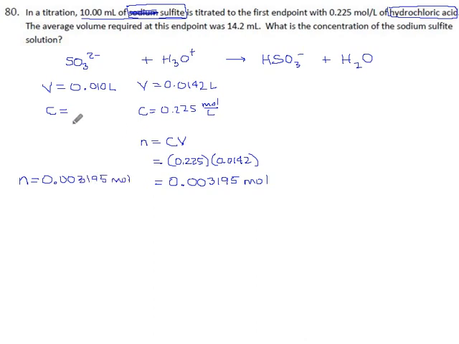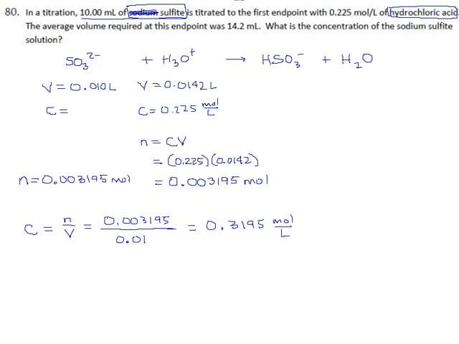0.003195 moles of SO3. Can we get a concentration from that? Indeed we can. Concentration is your number of moles divided by your volume. So in this case it's 0.003195 moles divided by, and our volume is 0.01 liters. So that gives 0.3195 moles per liter for the sodium sulfite.